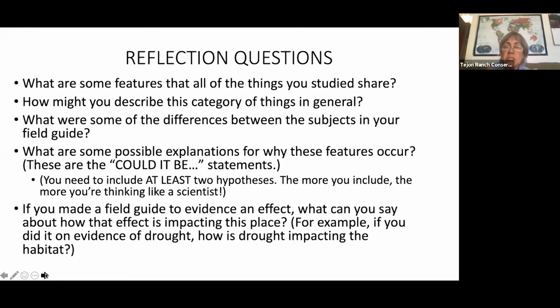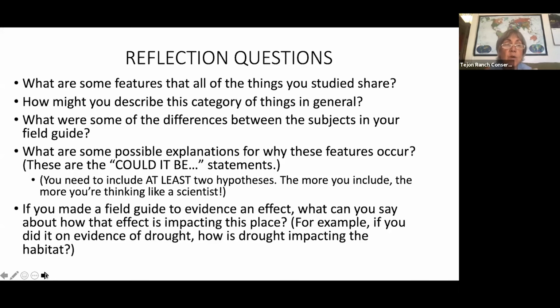Some of the features that all of the things I studied share include seeds and leaves. Could be something like that. Notice though that I'm saying it in question-answer form. The second question, how might you describe this category of things in general? Do you remember what I wrote about in my journal? What's the category? The end of the summer season. So that's why I encouraged you to go ahead and write what that category is, because that makes it so easy to answer this question.